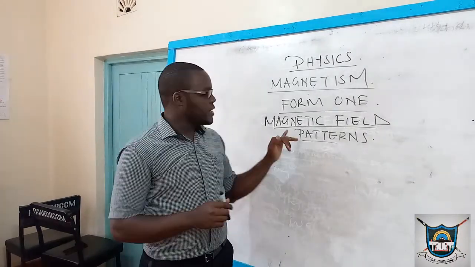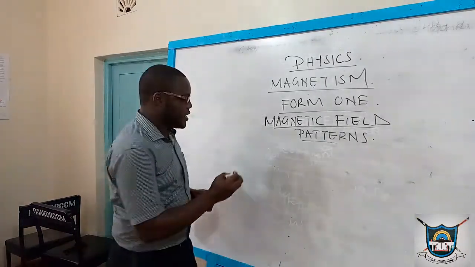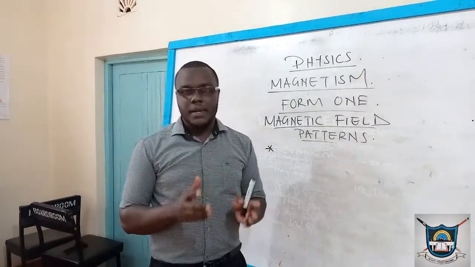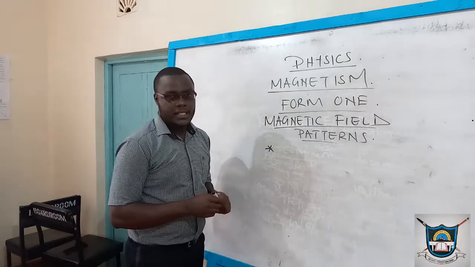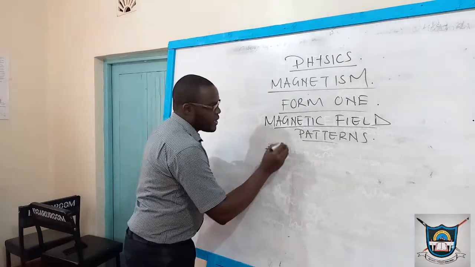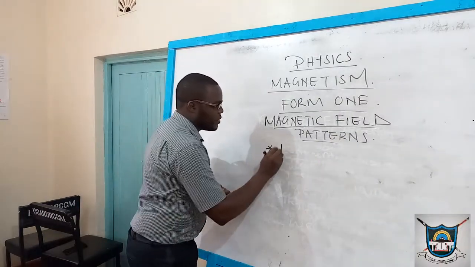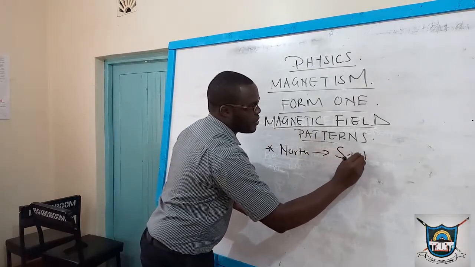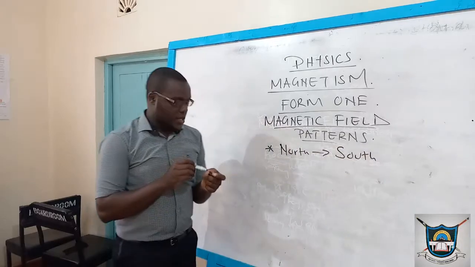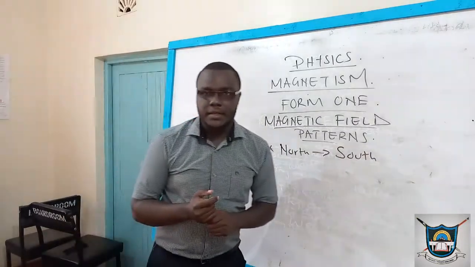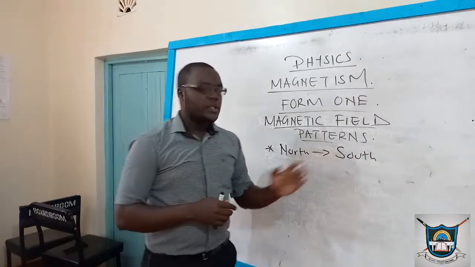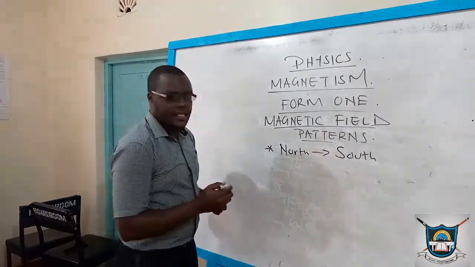But before we start with the magnetic field patterns, I would first want to say that the following is what we look at when we are marking the magnetic field patterns. Number one, the magnetic field pattern should run from north to south. Anytime you draw a pattern, you should always make sure that it goes from north to south.